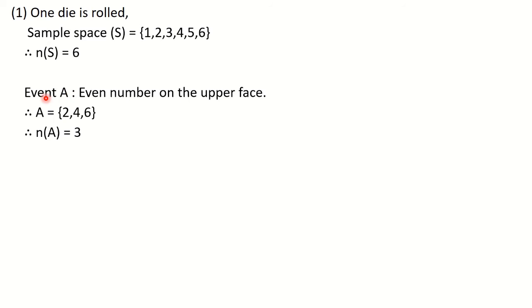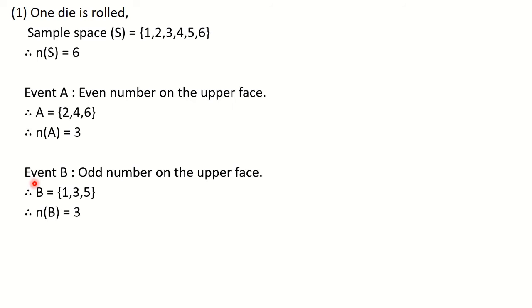Here the first event is even number on upper face. I have told you that while writing the event you have to make use of the sample space only. So even numbers are given, so you have to write down even numbers from the sample space. Here sample points will be only from the sample space. So even numbers here are 2, 4 and 6, and therefore event A we can write in the set form as A is equal to inside the curly bracket 2, 4, 6. Number of sample points are 3, therefore N of A is equal to 3.